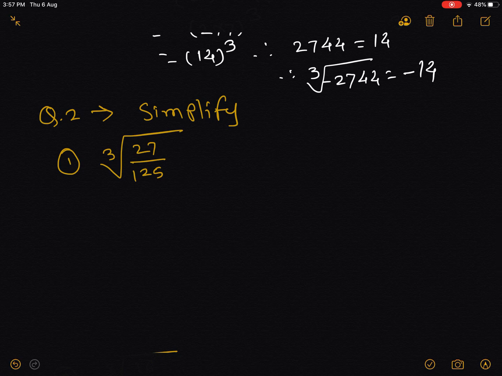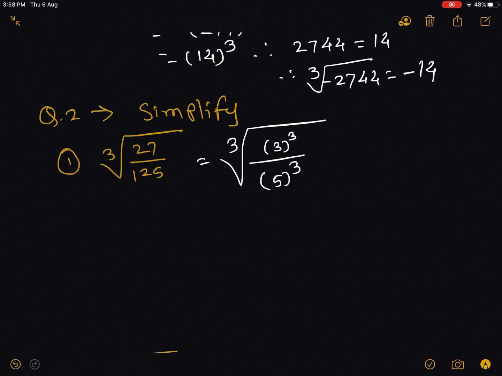Simplify. Cube root of 27 upon 125. Simplify this. 27 is a perfect cube. It is cube of 3. Then the denominator, 125, is cube of 5. Then we write separately cube root of 3 raised to 3 upon cube root of 5 raised to 3.